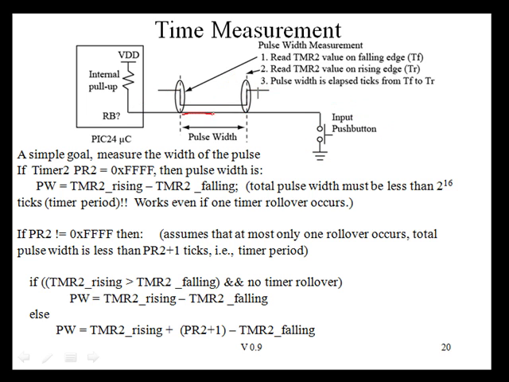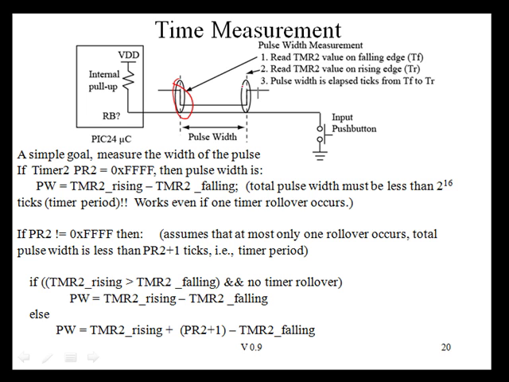One approach for measuring this pulse width would be to record the value of timer 2 on this falling edge, also record the value of timer 2 on this rising edge, and then compute the delta ticks between these two timer 2 values and convert that delta ticks into a time. That would give us this pulse width.